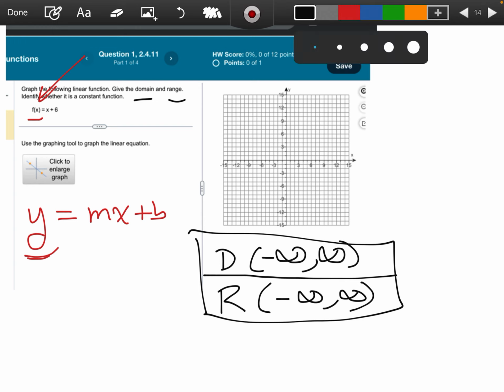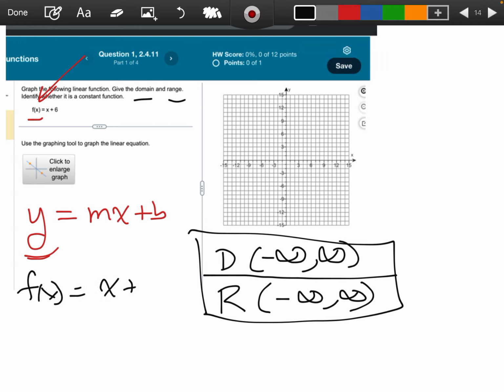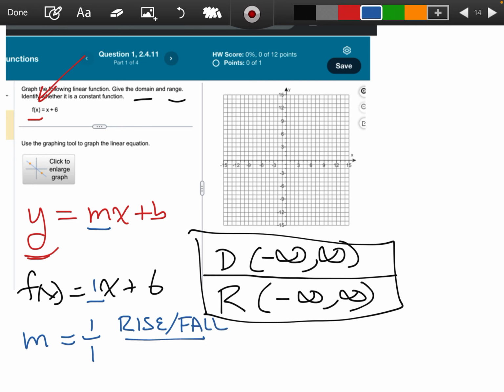So y'all, if I look at the problem that we have, which is f of x equals x plus 6, we're going to do two things here, y'all. We're going to look for our m. Remember, m is a number in front of my x. Well, y'all, the number in front of my x is 1. But because I'm thinking about this as my slope, which we call the rise or the fall, depending on what we got, over the run. And then my y-intercept, y'all, is going to be the point 0 and b in this case is 6.